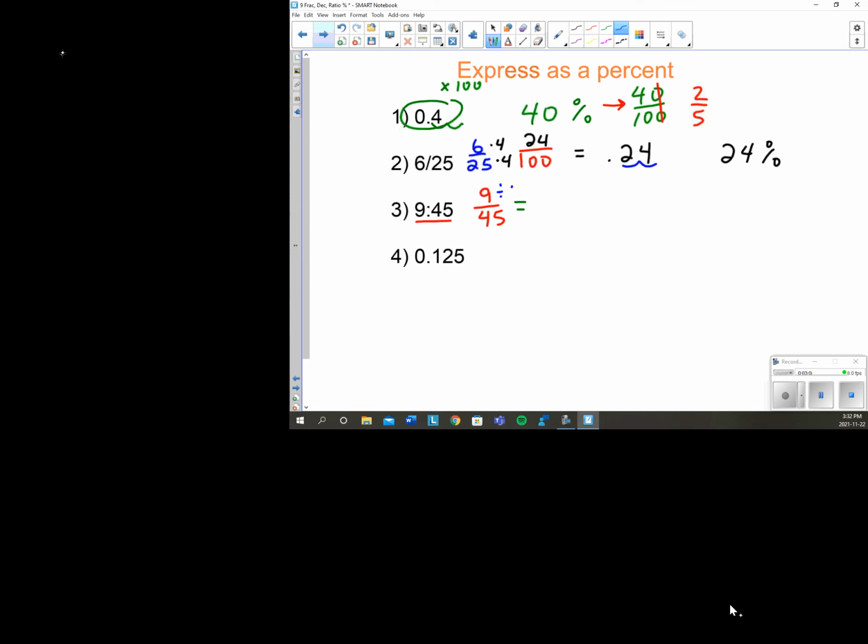So I can divide this by 9 and this by 9, and I get a new reduced fraction of 1 over 5. Once I've got a reduced fraction of 1 over 5, I know that if I double it, that is 2 out of 10. If I times that by 10, I get 20 out of 100, which as a percent is 20%. It's also as a decimal 0.20.